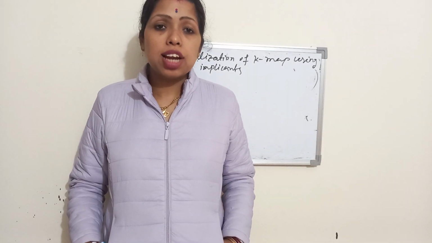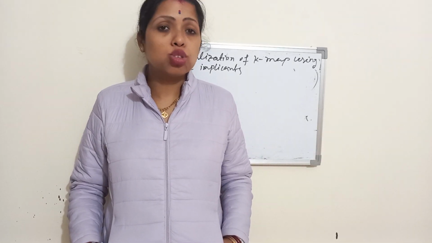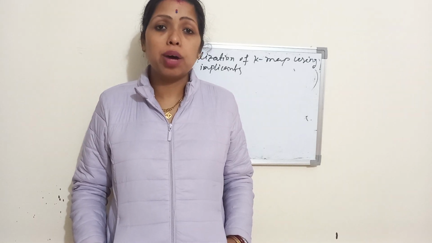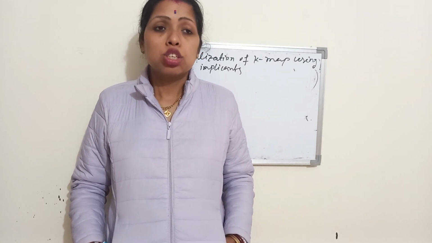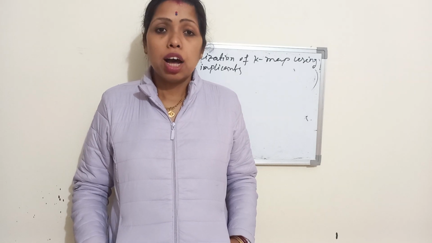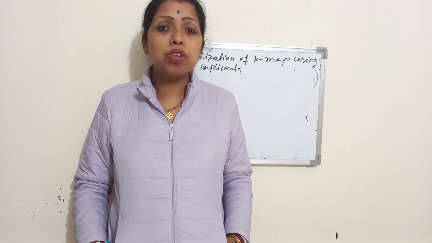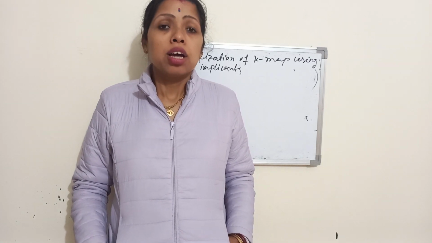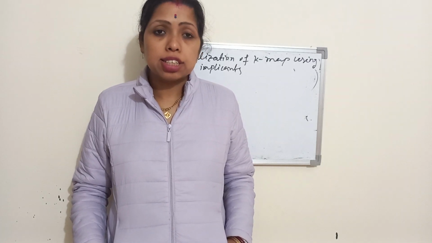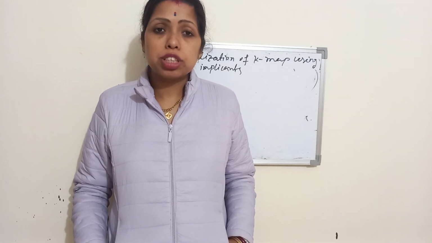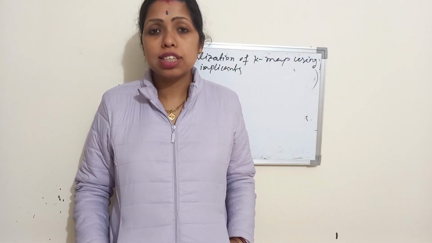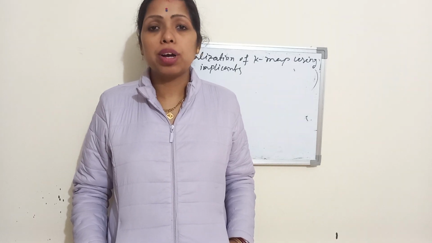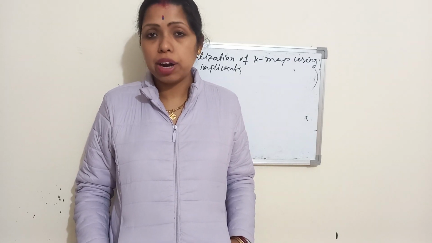Hello friends, in the last two lectures I discussed the realization of the K-map for POS and SOP expressions. If you have a complex Boolean expression, you can minimize it by using the K-map, that I discussed. There are two kinds of expressions: one is product of sum and the other is sum of product. You can minimize those kinds of expressions by using the K-map, the Karnaugh map.